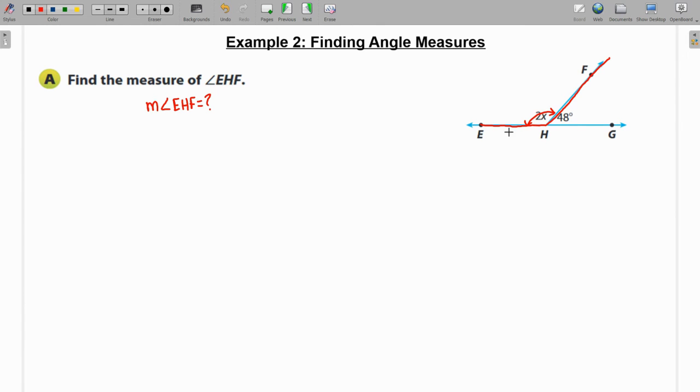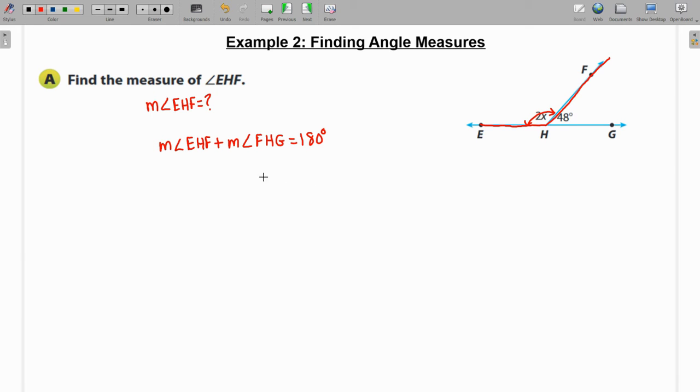Now, one thing I hope that you realize is that EHF, this angle, is going to be supplementary to angle FHG. When we go from those points, if we were to add that angle, we would have a straight line or 180 degrees. So we can say that the measure of angle EHF plus the measure of angle FHG should be equal to 180 degrees. Typically when we're solving problems like this, we'll use supplementary angles being 180 or we'll use complementary angles being 90. We use that quite often in trying to solve these types of problems.